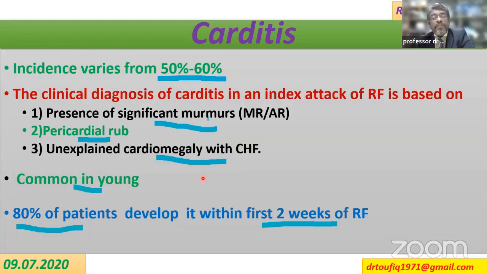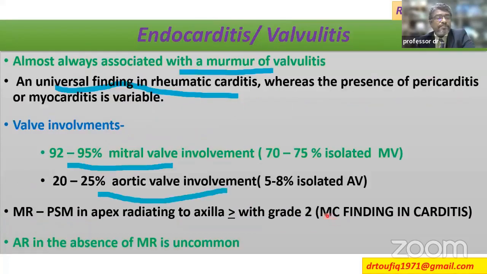This is due to more than one valve involvement. A patient may have aortic regurgitation type of lesions or mitral regurgitation type of lesions. This patient may have congestive cardiac failure, and cardiomegaly may be found on X-ray or when you do echocardiography. It is common in young patients, and 80% of the patients develop it within the first weeks of rheumatic fever. That is, usually it occurs early when the patient has rheumatic fever.